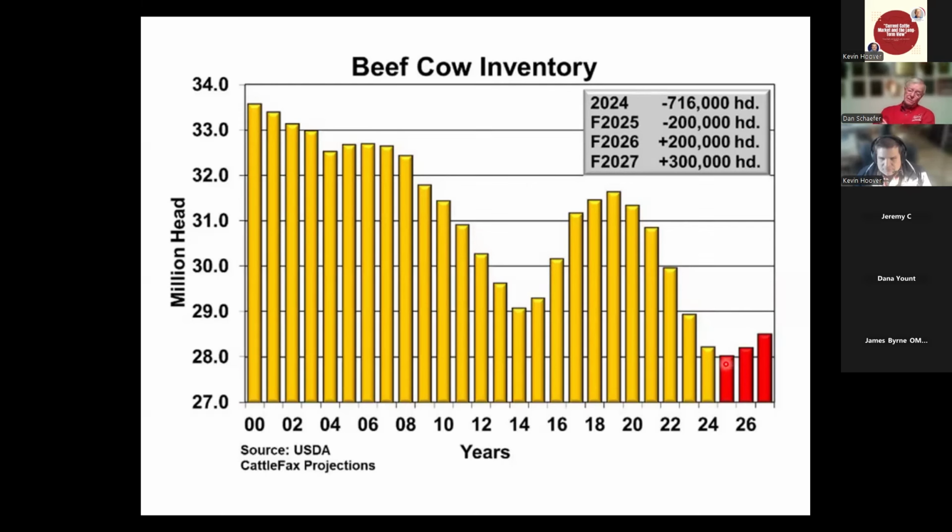It's about 27.8 million. And then based upon the assumed retention of heifers, the graph was built assuming that the cattle cycle would reoccur and that the cow herd number would increase in 26 and 27. So this is an example where the concept of the cattle cycle is governing projections in the future.